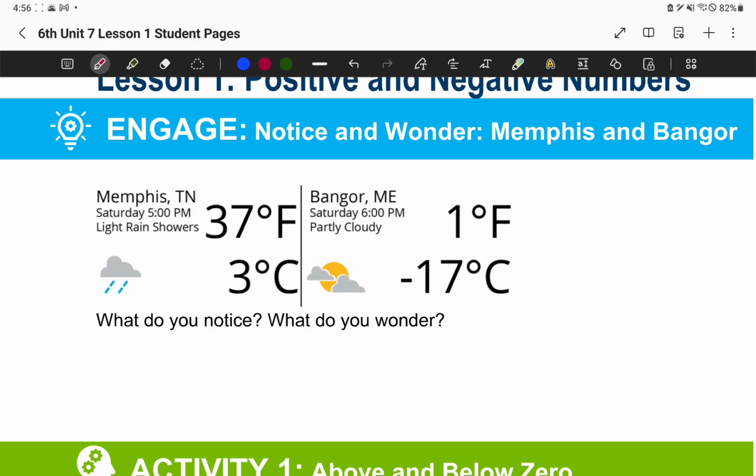Okay, and some of the things you might wonder are, what do the temperatures mean? Why isn't it snowing in the colder city? Although it's not snowing here either. But, it's raining. And what is the minus sign there for? Okay, so those are just some of the things you might notice and wonder.